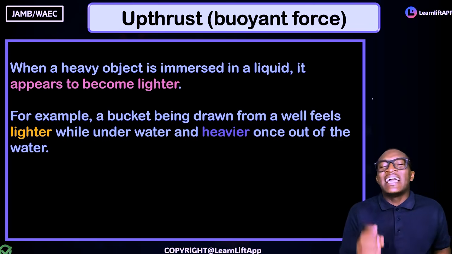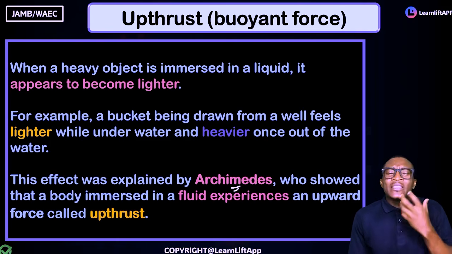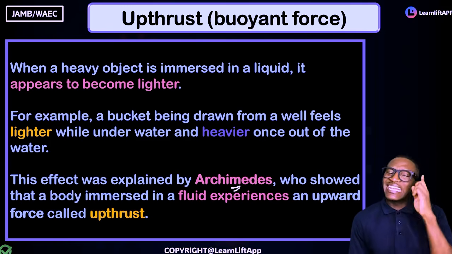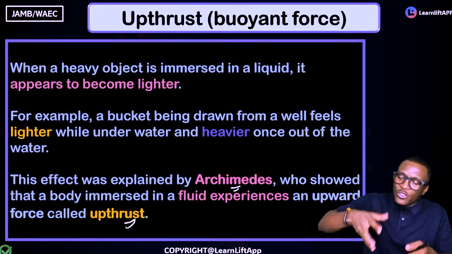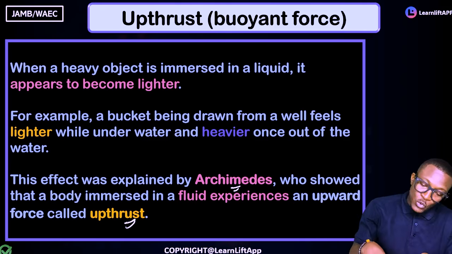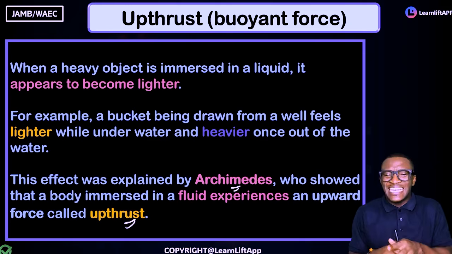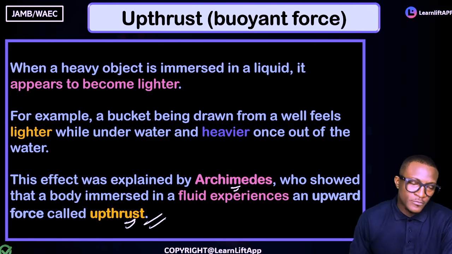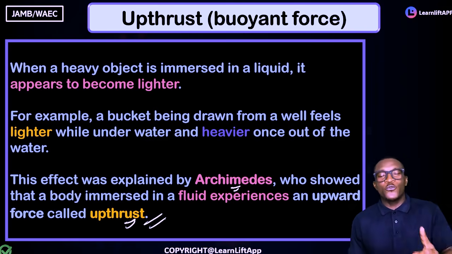This effect was explained by a scientist called Archimedes, which says that an object experiences an upward force, and that upward force is called upthrust. So, in past questions, you will see an object when immersed in fluid becomes lighter because of the upward force exerted on that object. That upward force is called your what? Upthrust. So, why will objects appear lighter? Objects are going to appear lighter because of an upward force called upthrust.